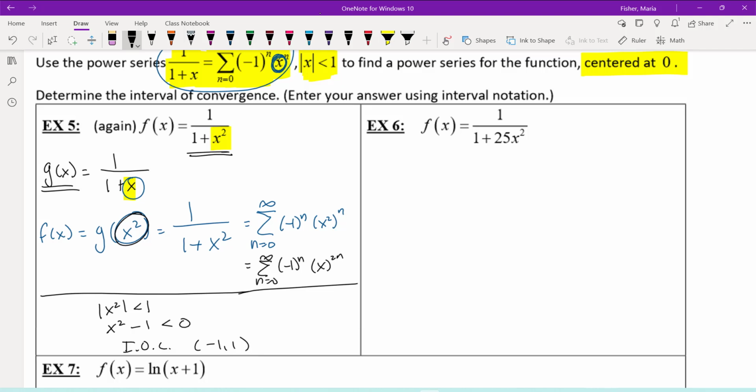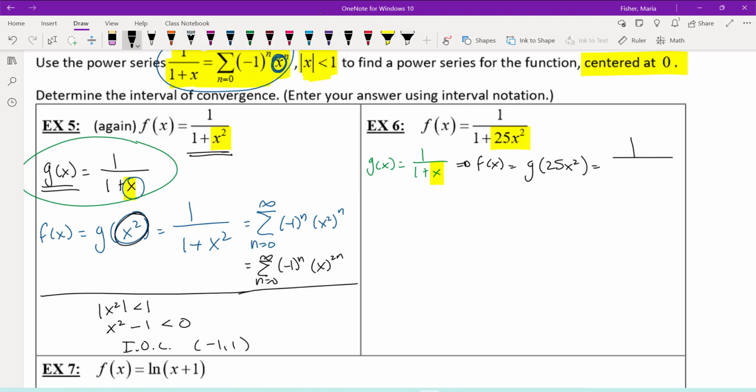So let's look at number 6. As I said, we know this one. We know that g of x is equal to 1 over 1 plus x. But I don't have an x, I have a 25x squared. So really what we're looking at is that our f of x is really g of 25x squared. So that would make it 1 over 1 plus 25x squared. So that means that this is what I'm plugging into that x.